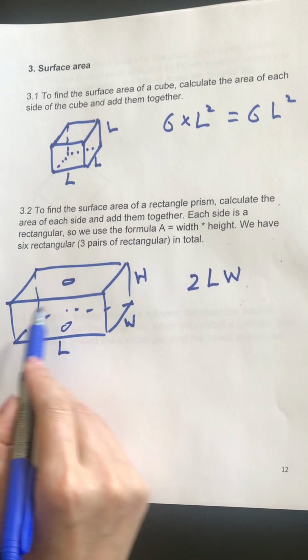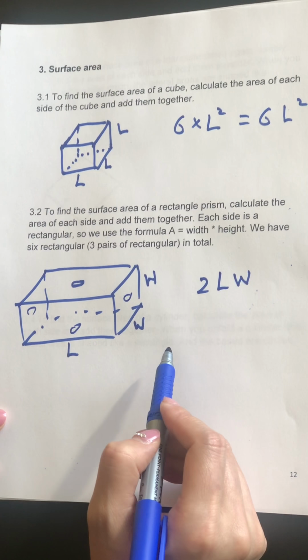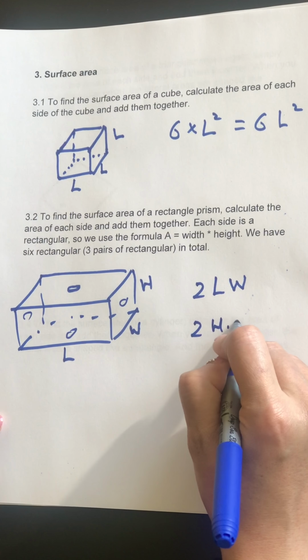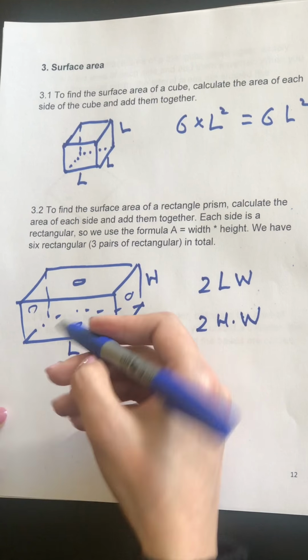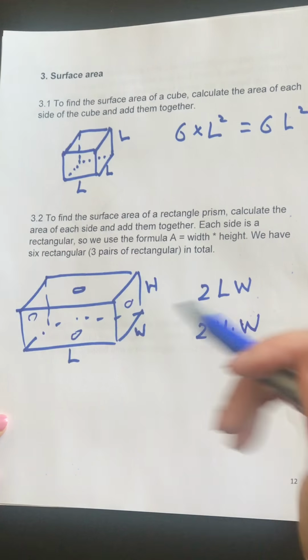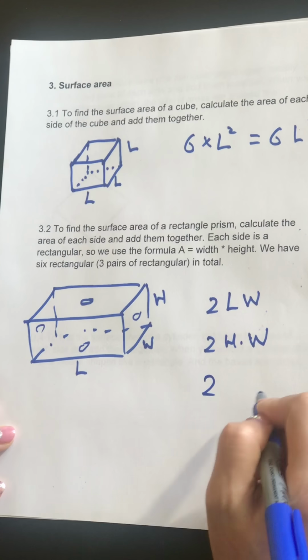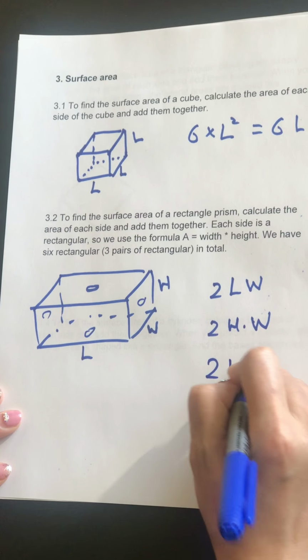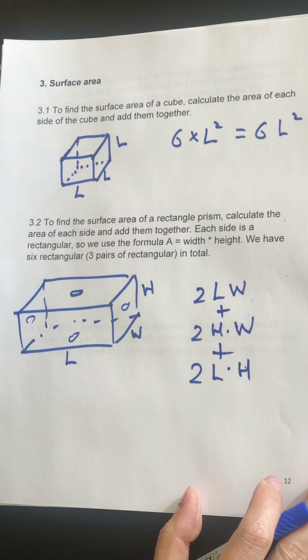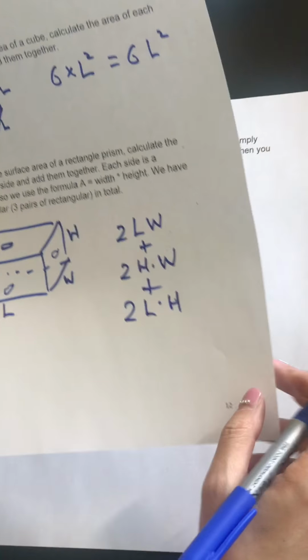Then we have 2 surfaces on both ends that are identical. The surface area would be 2 times H multiplied by W. And now we have the 2 areas in the back and the front. That area is 2L multiplied by H. So we basically add all the surfaces up. That's the surface area of a rectangular prism.